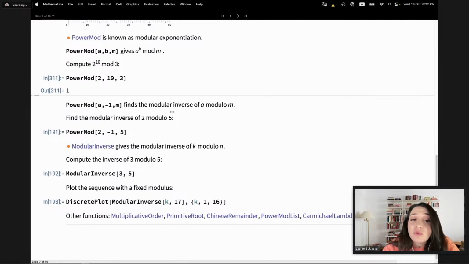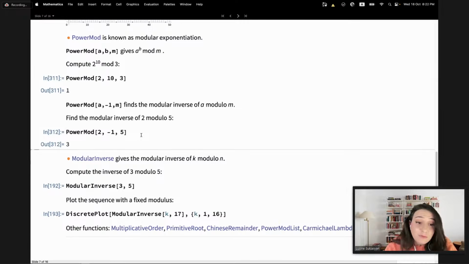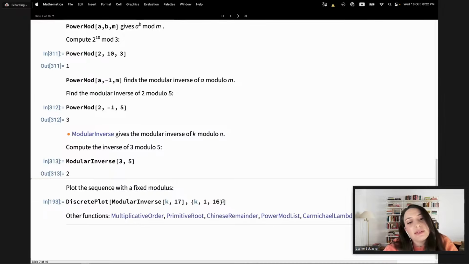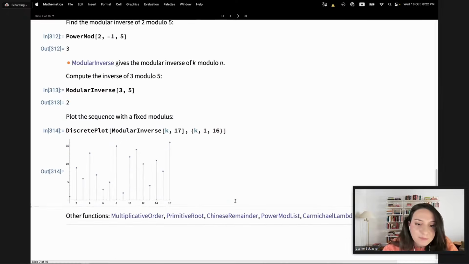PowerMod with exponent minus 1 finds the modular inverse of a modulo m. Like in this case, we can find the modular inverse of 2 modulo 5 by doing this. And of course, we have a function for that, which is ModularInverse. It gives the modular inverse of k modulo n. So we can compute the inverse of 3 modulo 5 by using that function, and we'll get 2. Or we can plot the sequence of a fixed modulus like this. Other functions here are MultiplicativeOrder, PrimitiveRoot, ChineseRemainder, PowerModList, CarmichaelLambda, and PrimitivePolynomialQ.